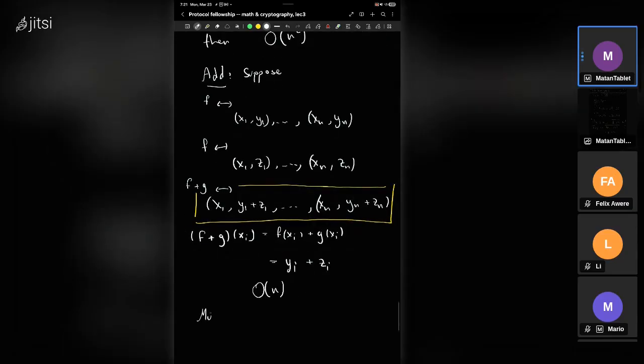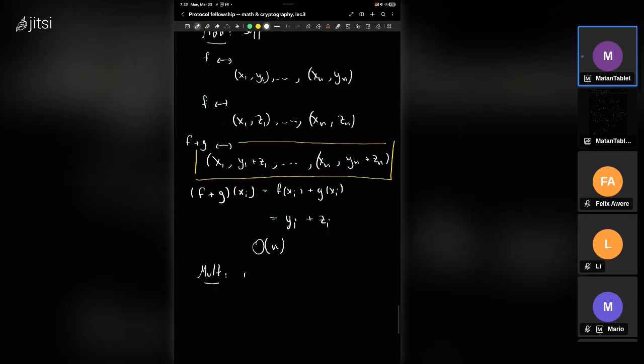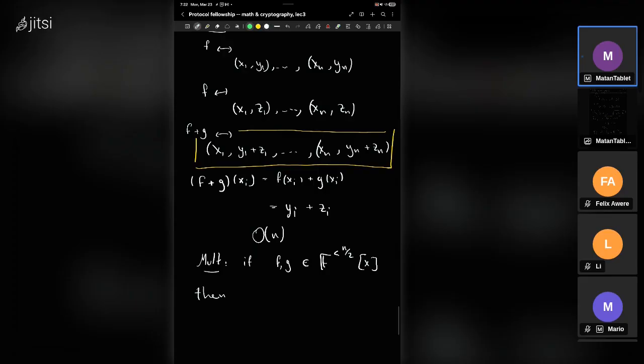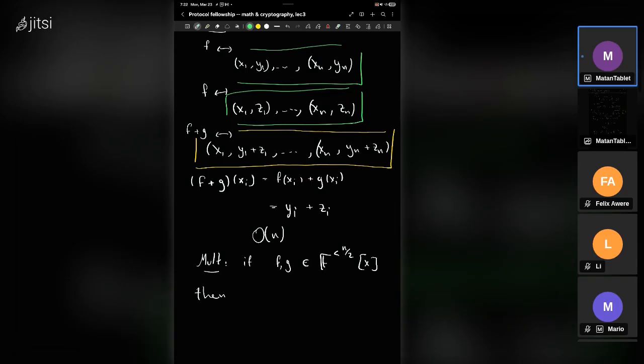And multiplication, I do the same, but I need to make sure that the degree of f and the degree of g are small enough so that f times g is not going to exceed degree n. So if f and g are of degree less than n over 2, then given the same sampling representation of f and g, I can do the same trick.